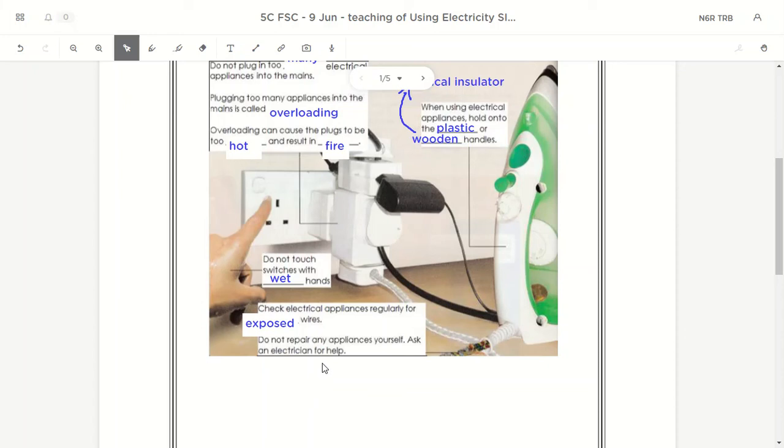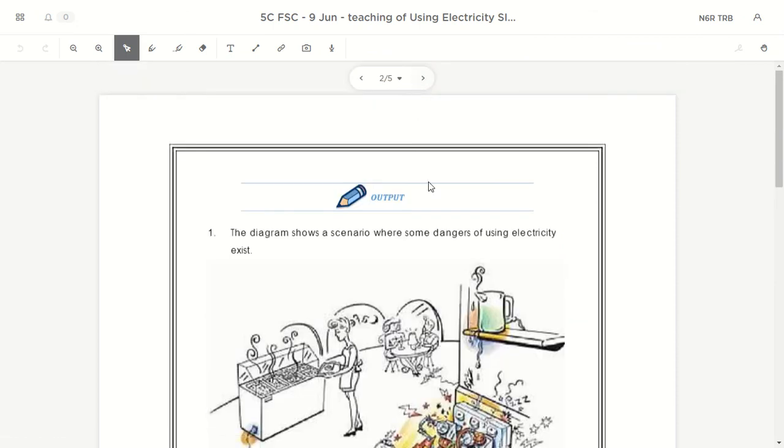Sometimes your parents will try to repair it, but unless your parents are trained and know what they are doing, don't try, because it's about your life. Basically, you can die from doing that. So if it's exposed wires, do not use it, throw it away, buy a new one. Simple as that. So this is page 8. Let's go to page 9.